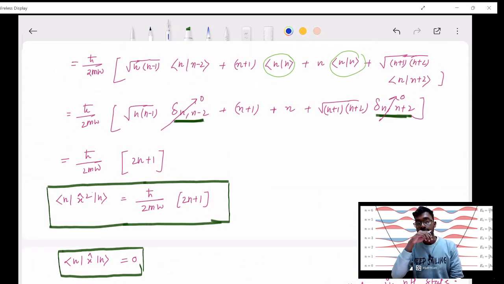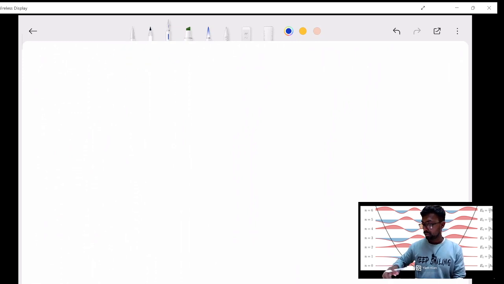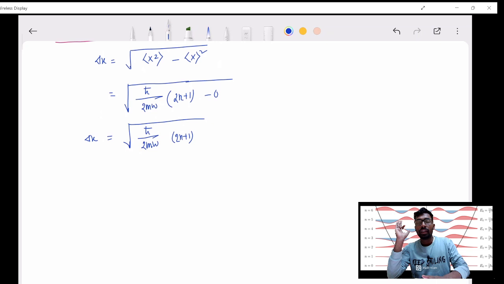Okay, I think you are clear. When you solve the previous year questions, you will definitely get this type of question: calculate the uncertainty of harmonic oscillator for first excited state, ground state, or third excited state. You just put the value of n and you get in a very simple way the uncertainty of the position operator for harmonic oscillator. Get me points? So you get a very beautiful result, right?